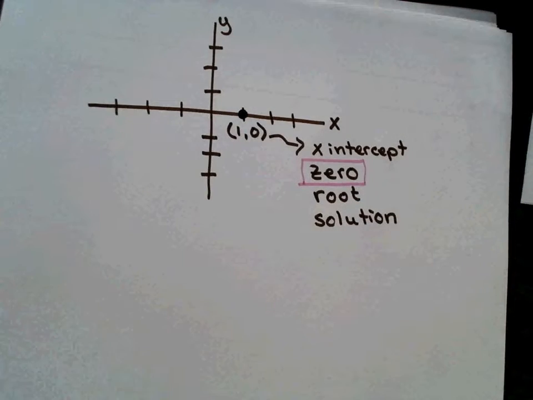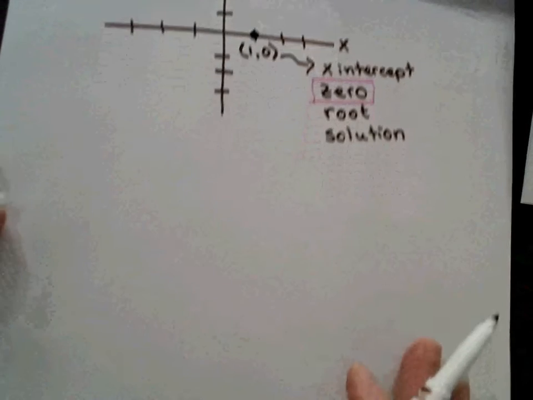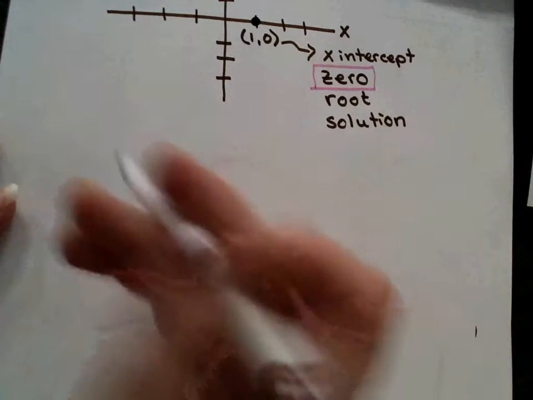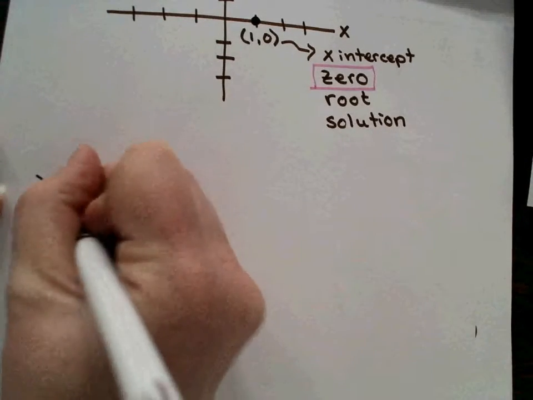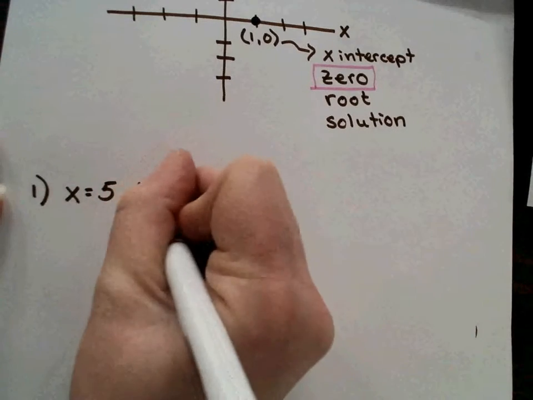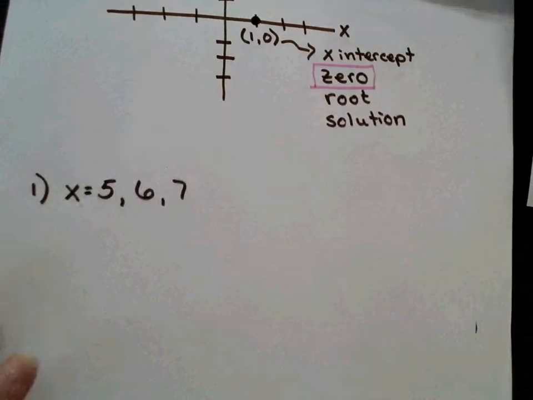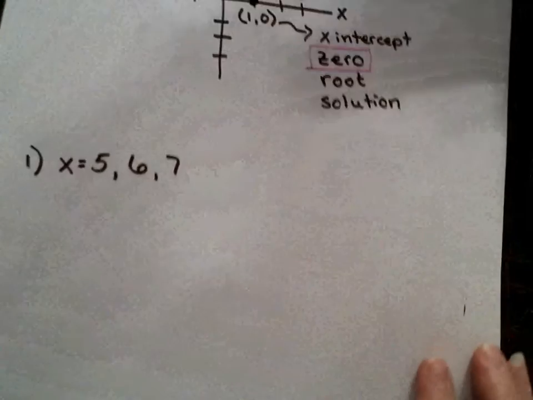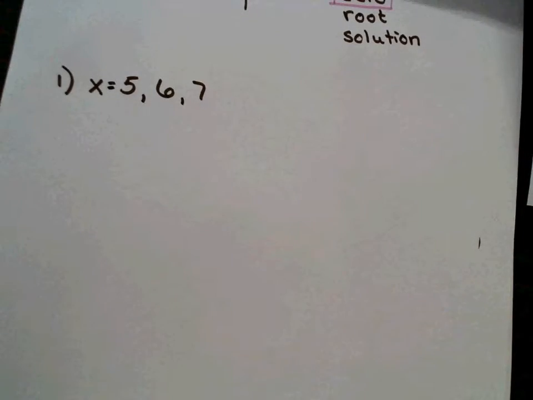Okay? So what we're going to do today is I'm going to give you the zeros, and you're going to write the equation. So we're going to work back. I'm going to give you a problem that looks like this: x equals 5, 6, 7. And that is going to tell you that you have 3 zeros. You have 3 x-intercepts. The graph of this polynomial is going to cross your x-axis 3 times. That's what you need to think of when you see that.